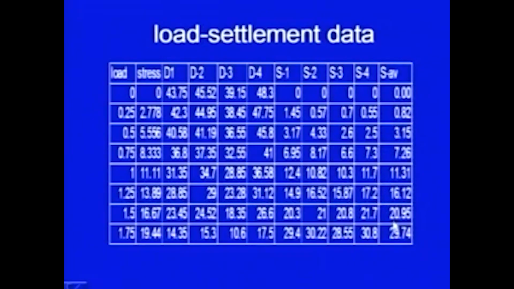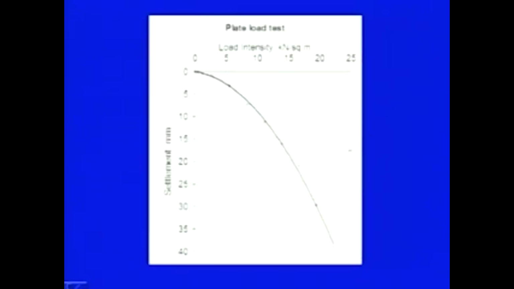So, this is the final data, final settlement, and here are the stress, and then you can plot the curve. This is a typical curve. On the x axis, we have kept load intensity, units can be, for example, here it is kilonewton per square meter, or it may be in tons per square meter, and so on. On the y axis, we have taken the settlement, which is increasing in downward direction, and these are the points, and then you can draw a smooth curve, which is showing how the load intensity varies with the settlement for the plate.